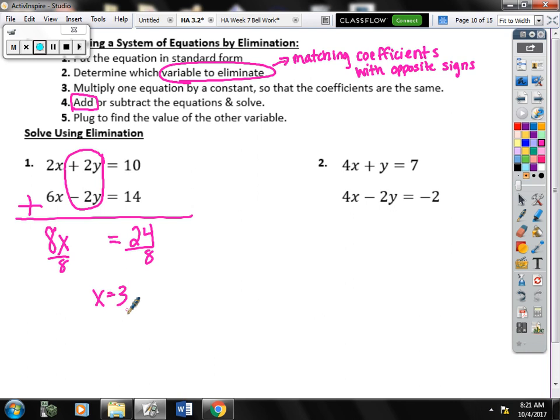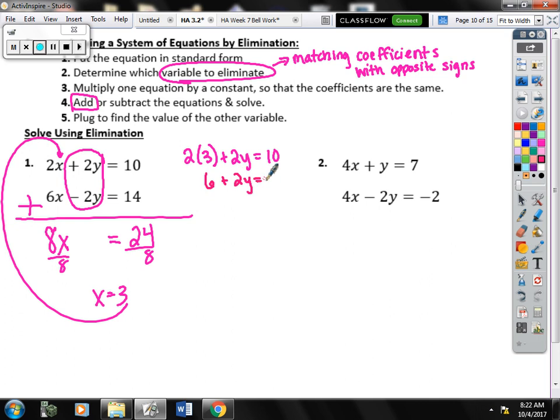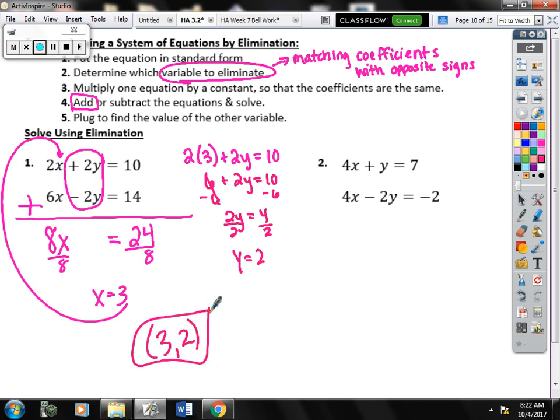Now I want to plug 3 back in. Again, it doesn't matter which equation. I'm just going to do the top one. And then you'll perform inverse operations to solve this. So 2 times 3, first of all, is 6. Then subtract 6. And divide by 2. Make sure you take your two answers and put them as an ordered pair, because the solution is where they intersect. And if you have time on a quiz or test, then check it, plugging it into both.